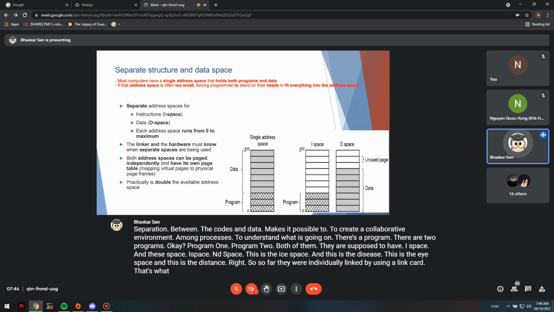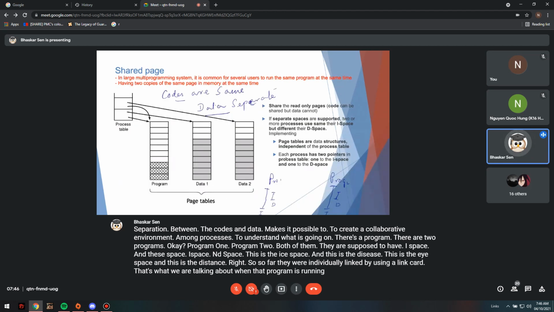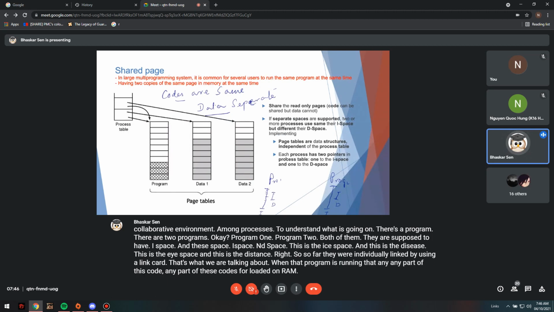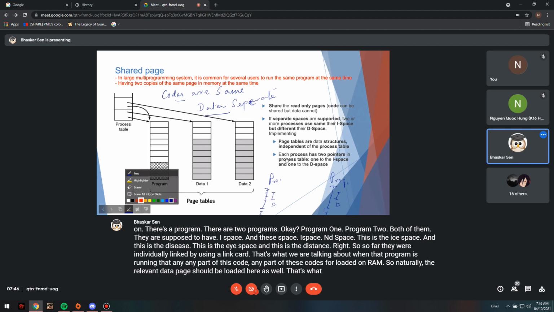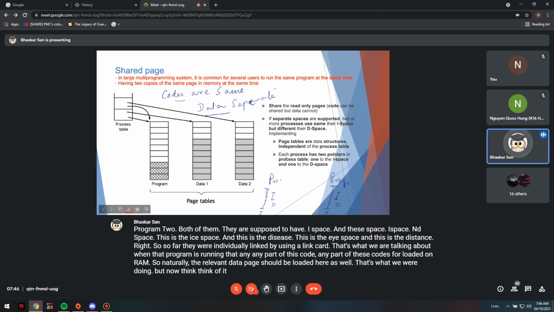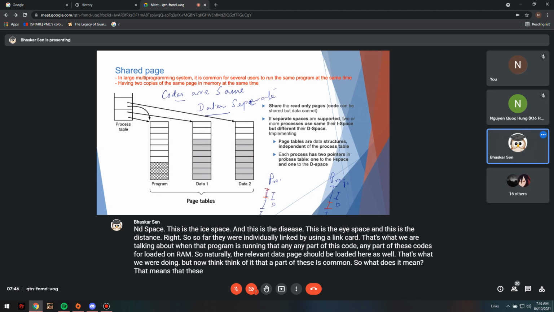That's what we are talking about when that program is running, that any part of these codes were loaded on RAM. So naturally, the relevant data page should be loaded there as well. That's what we are doing. But now think of it that a part of these is common. So what does it mean? That means that these pages shouldn't be repeated on RAM. I can put it only one time.